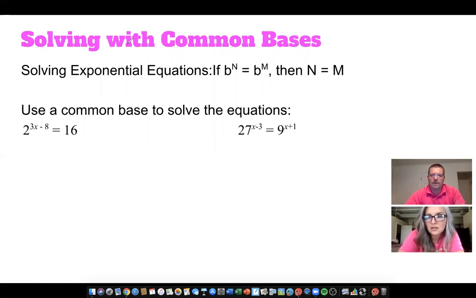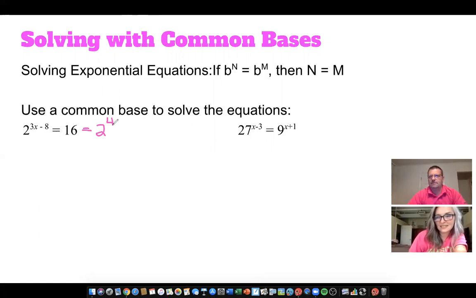And with that power chart you might have in your hand or that you're familiar with, we can look and see if I can write 16 as a power of 2. And I can. So he said solve logarithms. In this case, he really meant solve exponential equations. Yes, that's what I meant to say. 2 to the 4th is 16. 2 times 2 times 2 times 2 is 16.